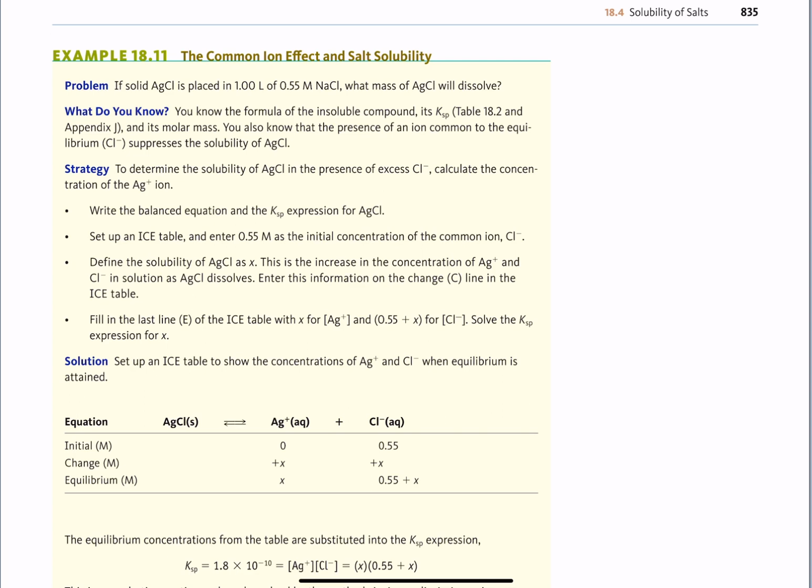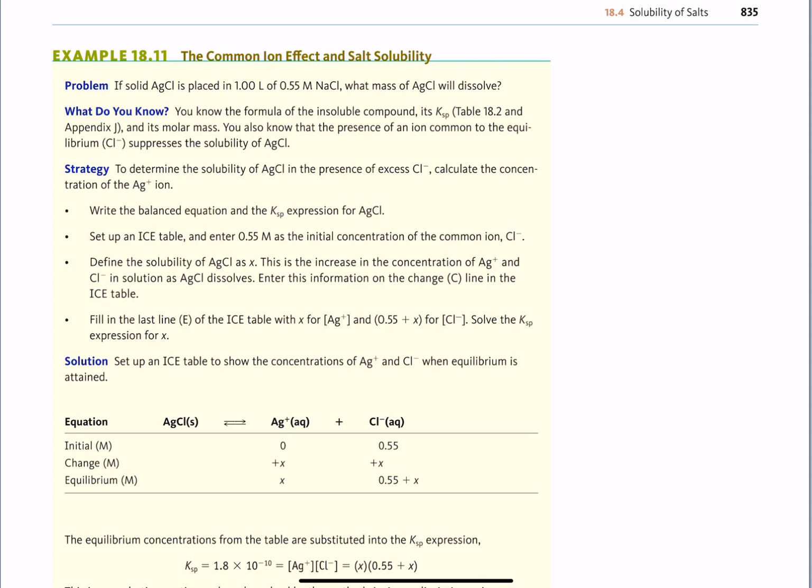Another way to look at it is even if we've put the silver chloride into the beaker of salt water, the molarity of the silver ions that have dissolved is very, very, very small. And at least to 2 significant digits, it would round off to 0.